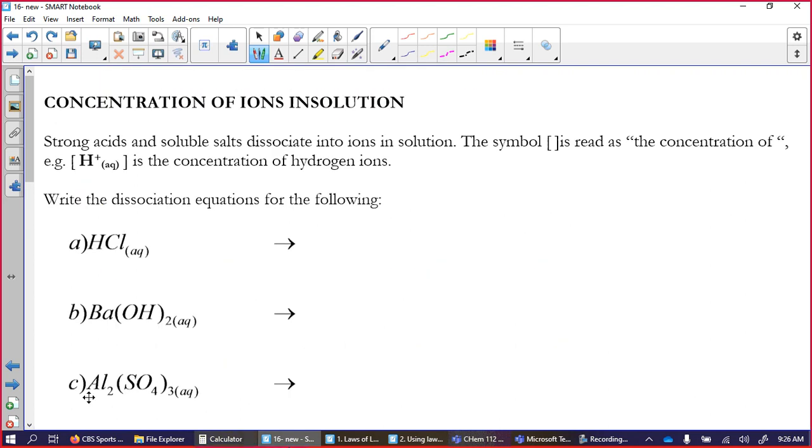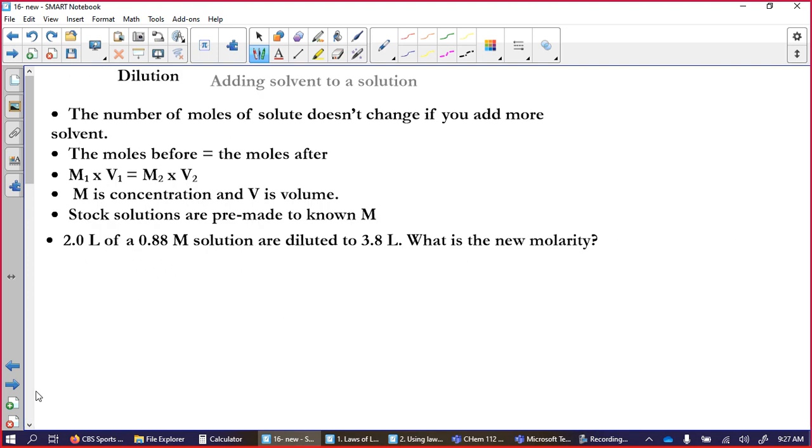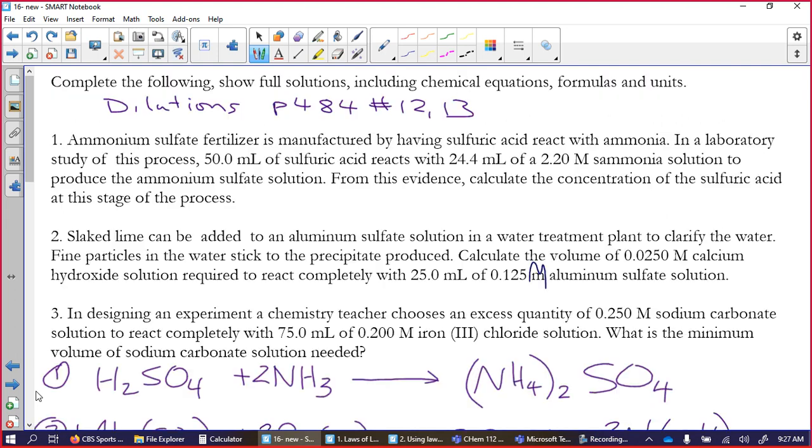We'll talk about concentration of ions, which is relatively straightforward. The concept of dilutions is important, and stoichiometry of solutions.